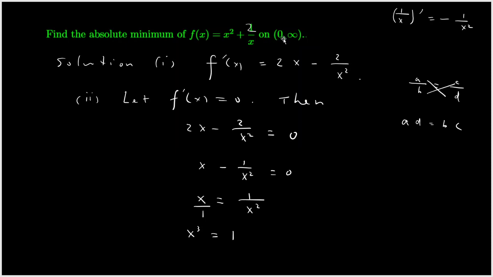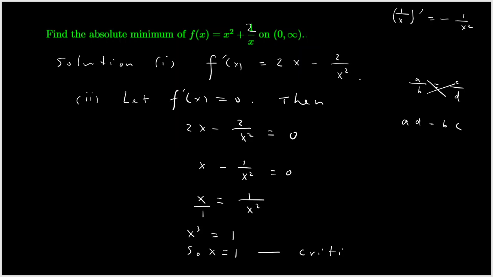Now we are looking for what x value on the interval from 0 to infinity. For what x value greater than 0 is this equation satisfied? You see you have only one possible value, right? So x is equal to 1. This is the only critical number. For all the questions we have seen, we have only one critical number.